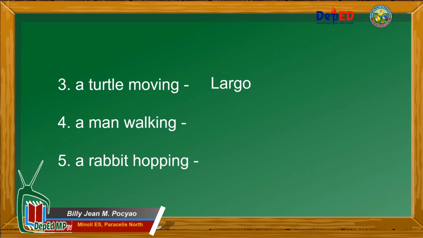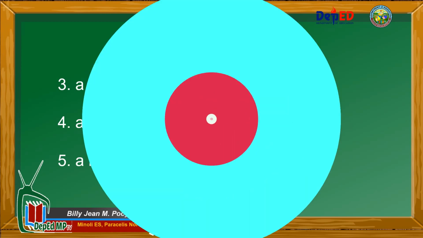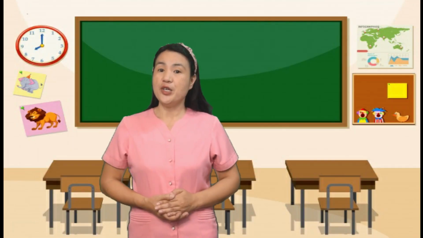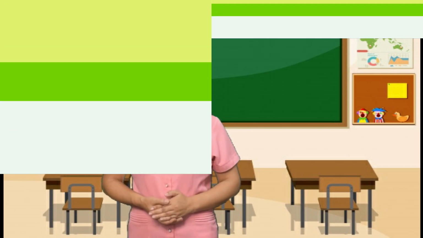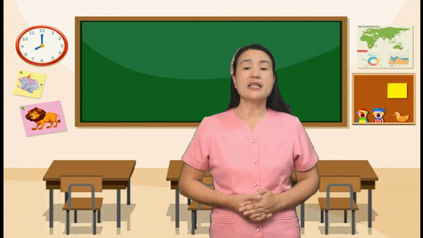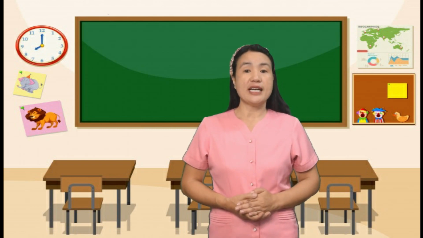Number 4. A man walking. The correct answer is andante. And number 5, a rabbit hopping. The correct answer is allegro. You see, you can do it. You can also use different tempo in other songs. Now that you have a wider understanding of the topic, you are now ready to answer the following assessment.